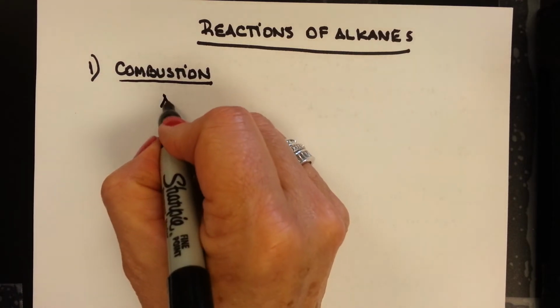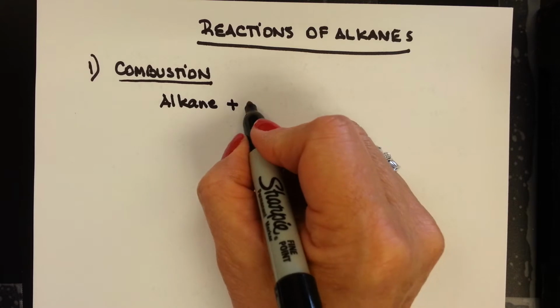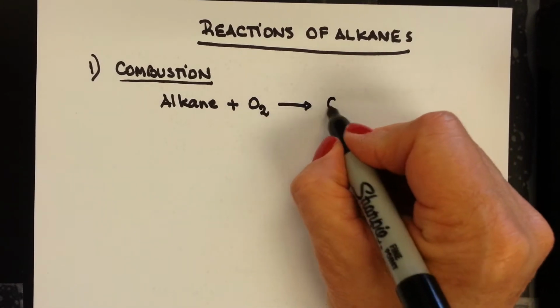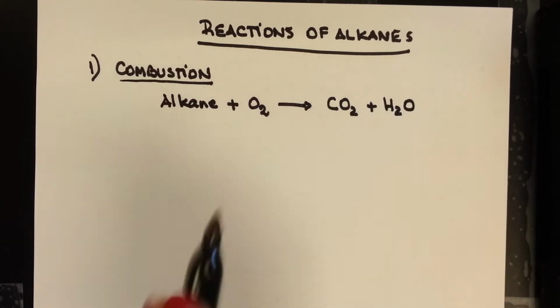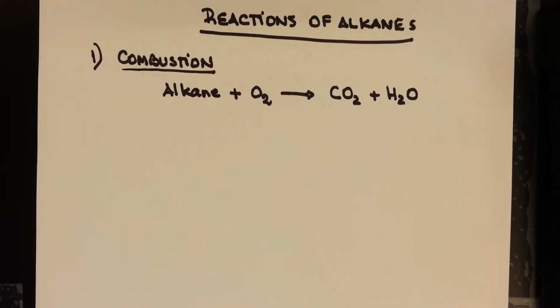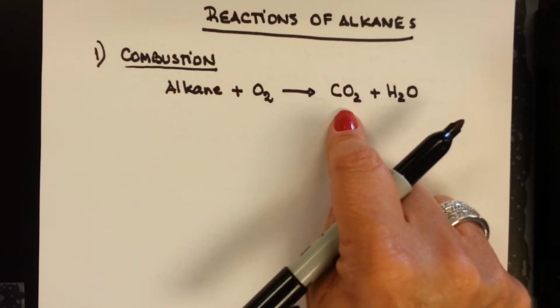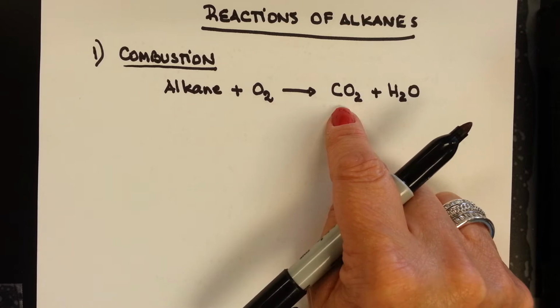So if we have an alkane and we burn that, meaning combining with oxygen, it is going to give us carbon dioxide and water if the combustion is complete. You don't need to know the incomplete combustion right now. But if the incomplete combustion is present, instead of carbon dioxide, we are going to obtain carbon monoxide instead.